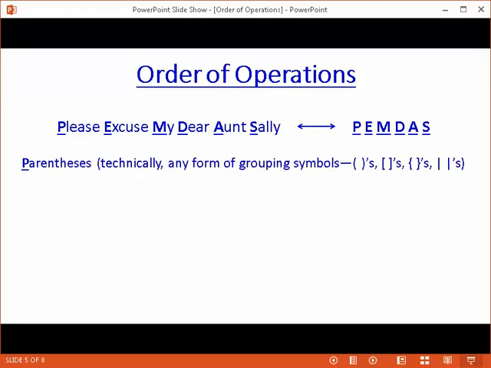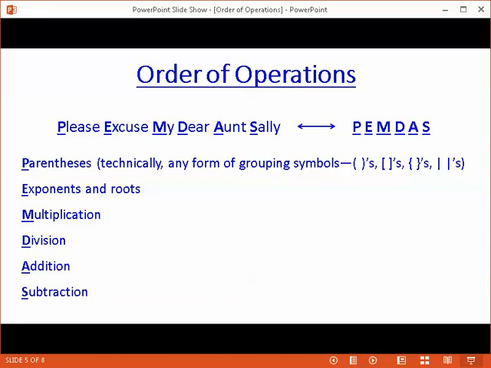In particular, the P stands for parentheses, but technically that means any form of grouping symbols, whether those are parentheses, the square brackets, the curly braces, or the absolute value symbols. E stands for exponents and roots, followed by multiplication, division, addition, and subtraction.